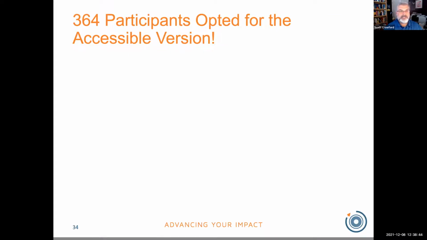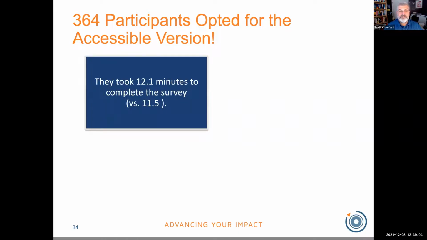We did get 364 participants who opted for the accessible version. That was a success. I mean, there's tens of thousands of participants in the study. So to put it in context, it was not a huge percentage, but it was 304 people who opted for that version. They took a little over 12.1 minutes to complete the survey versus 11.5 minutes. So they took a little bit longer, but not much longer. That was good to see.